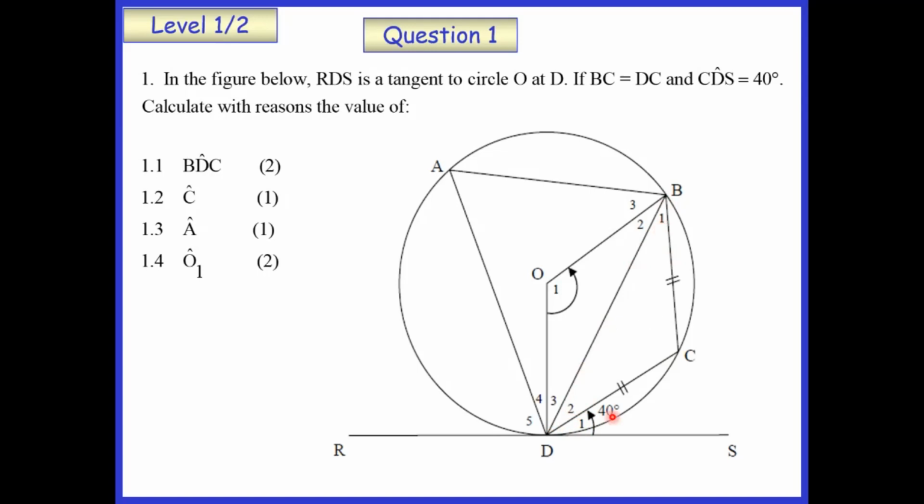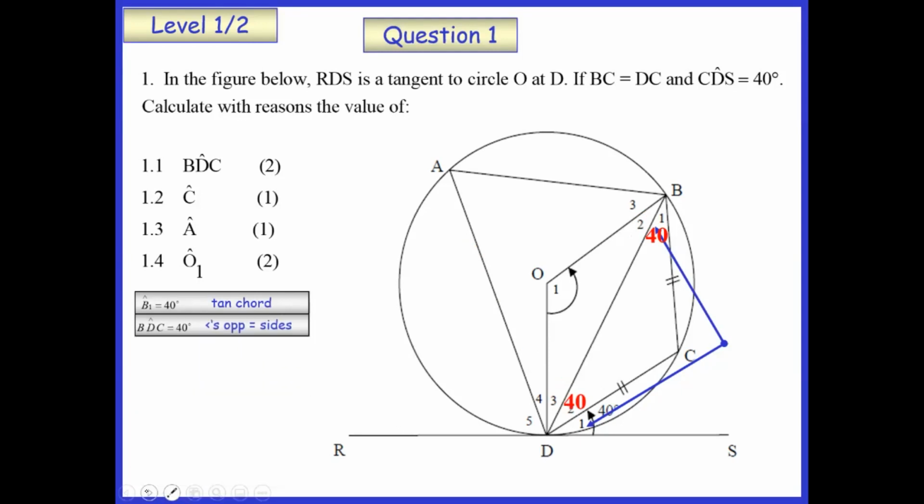D1. Okay, for those of you who didn't catch that, D1, we're going to go frontwards. I went backwards, now I'm going frontwards. D1 is equal to B1, which means B1 is 40 degrees. And the reason there is tan chord theorem. And then I can find D2 to be 40 degrees. And my reason is angles opposite equal sides. So we finished the first one.